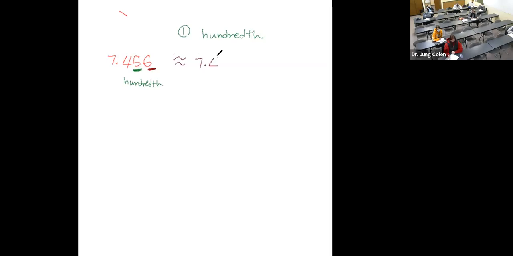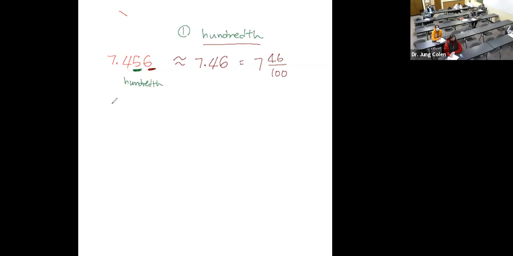So that's approximately what? 7.46, which is 7 and 46 hundredths. Okay, we are reading it as hundredths. 7 and 46 hundredths. You following me? Okay, good.